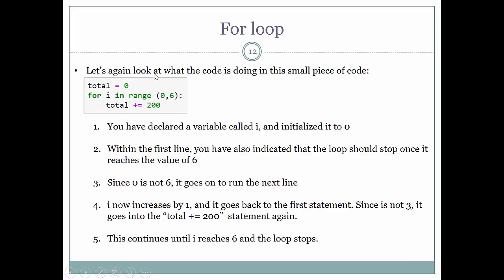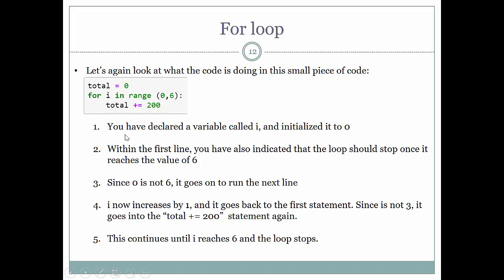So let's again look at what the code is doing. Total equals 0. We have defined this variable total. We do not need to explicitly define the variable I. By writing the second line, for I in range 0, 6, it automatically defines a variable called I. We have also identified that it is going to run 6 times.